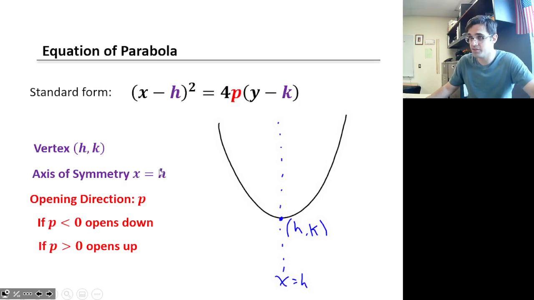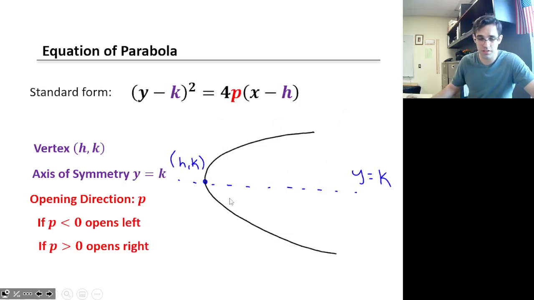And again, the h value is just the x value of the vertex. Our p tells us if it opens up or down. p tells us many things, but at this point, p tells us if it opens up or down. If p is a positive number, this parabola is going to open up, just like this example. If p is a negative number, then the parabola would open down.